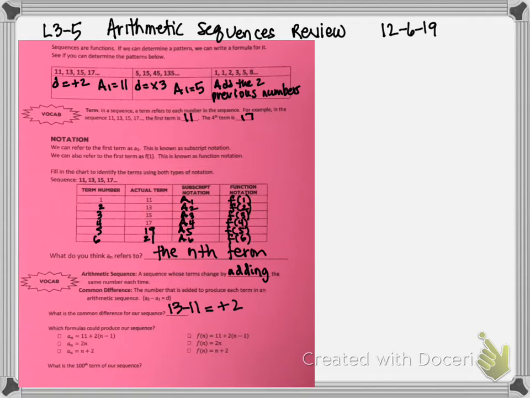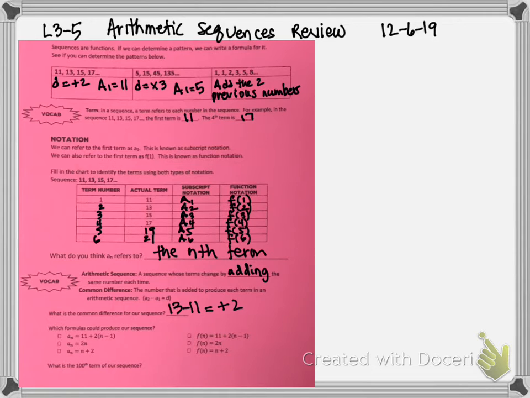Now, looking at these 6 formulas, it says which formulas could produce our sequence. So looking at those 6, there's 2 of them that tell me all the information I need to know about our sequence 11, 13, 15, 17, and so on. So which 2 are going to work? Faith, which one? The top 2. Say again? The top 2.